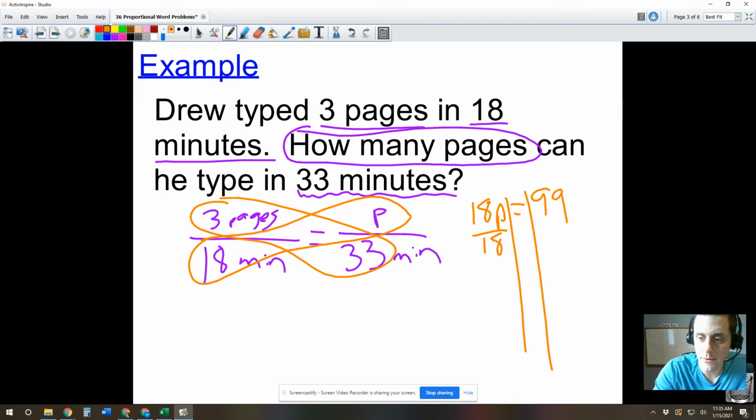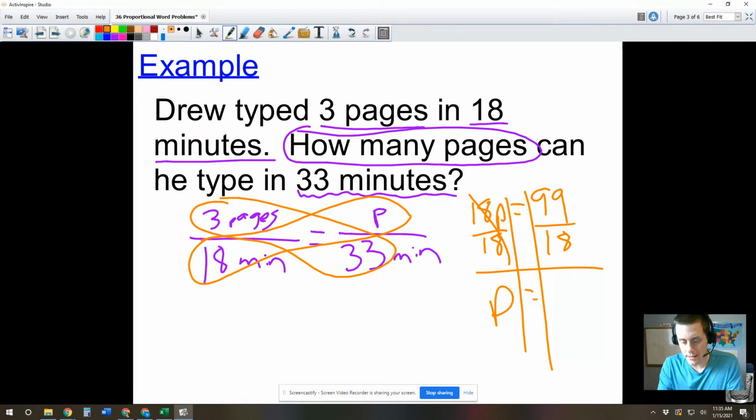Dividing both sides of my equation by 18 leaves me with p equal to, I'm going to grab a calculator to double check this, 99 divided by 18, you should get 5.5. Don't forget to label that solution. What did p represent? It was a measure of pages. So in 33 minutes, we could expect Drew to type 5.5 pages.